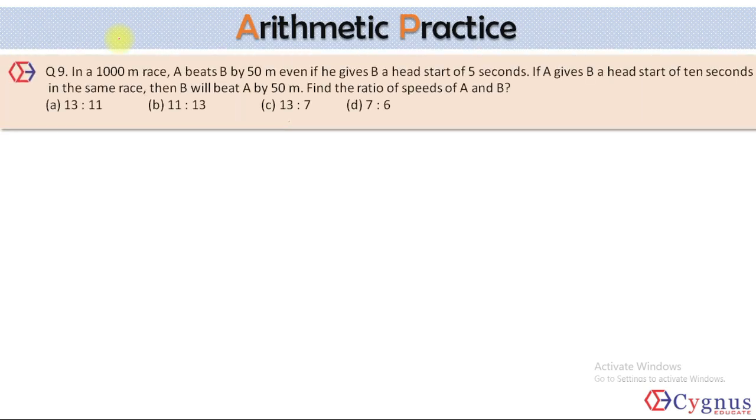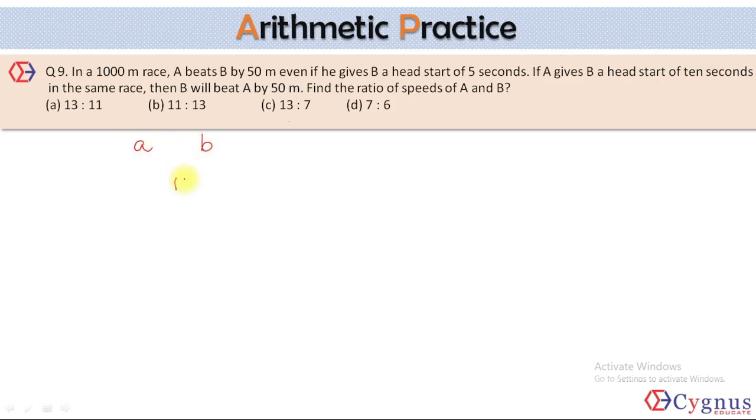In a 1,000 meter race, A beats B by 50 meters, even if he gives B a head start of 5 seconds. If A gives B a head start of 10 seconds in the same race, then B will beat A by 50 meters. Find the ratio of the speeds of A and B. Let's say their speeds are A and B meters per second.